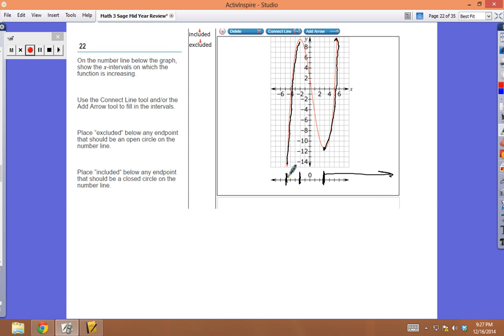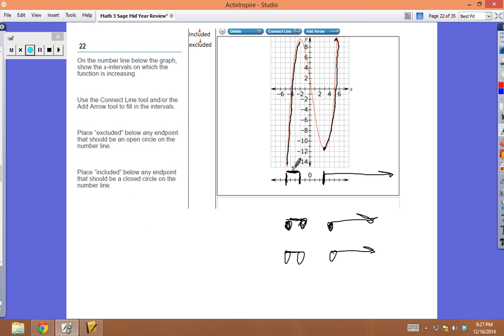Oh, so I think, and then we're going to go from here to here, so it's between there. So the question is, you've got a dot, is it shaded, and is this one shaded, or is it empty and is that one empty? So is that what they're talking about? Place excluded below any endpoint that should be open. Yeah, and included should be below any that's filled in.